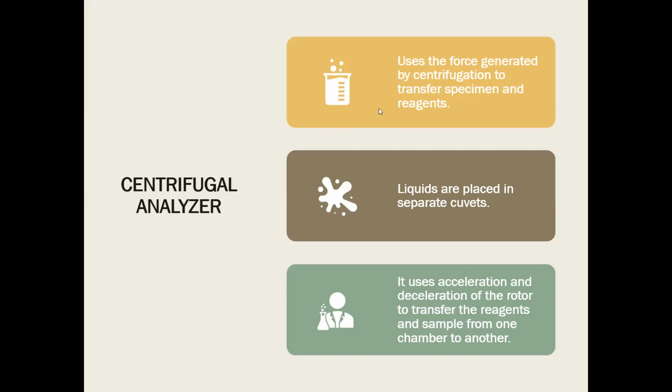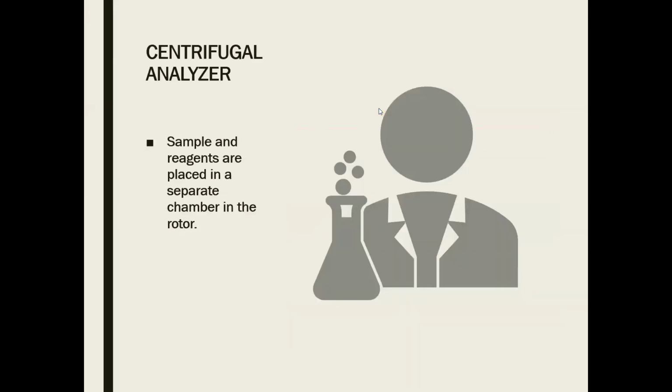And our centrifugal analyzer uses acceleration and deceleration of the rotor to transfer the reagents and sample from one chamber to another. The purpose of transferring the reagent from one chamber to another is to do the test for the sample that we have in our machine. Okay.